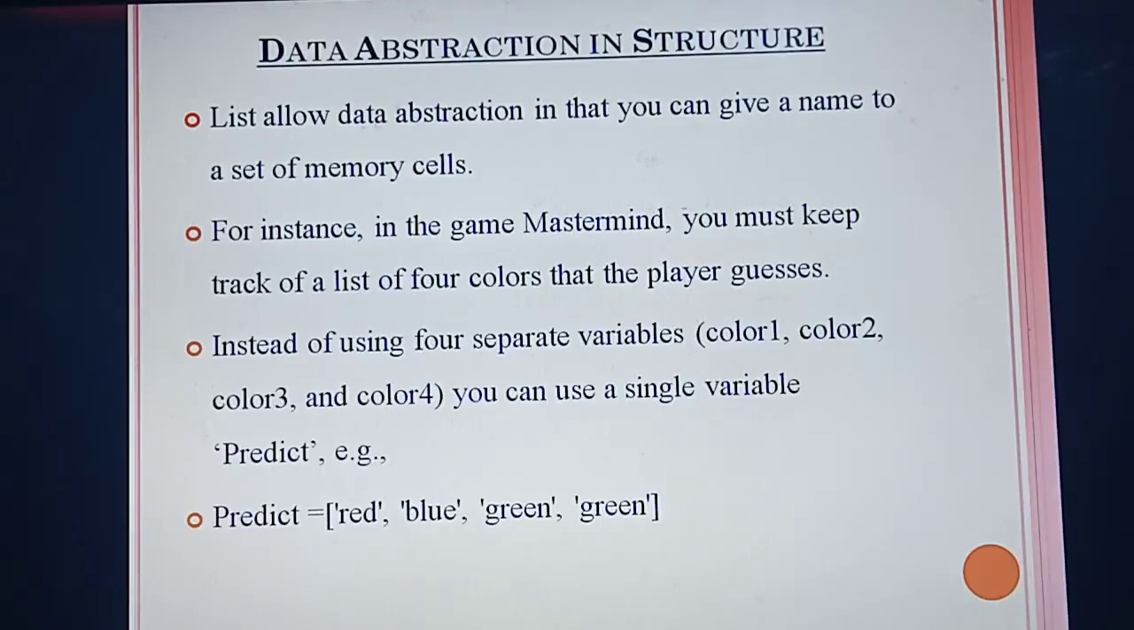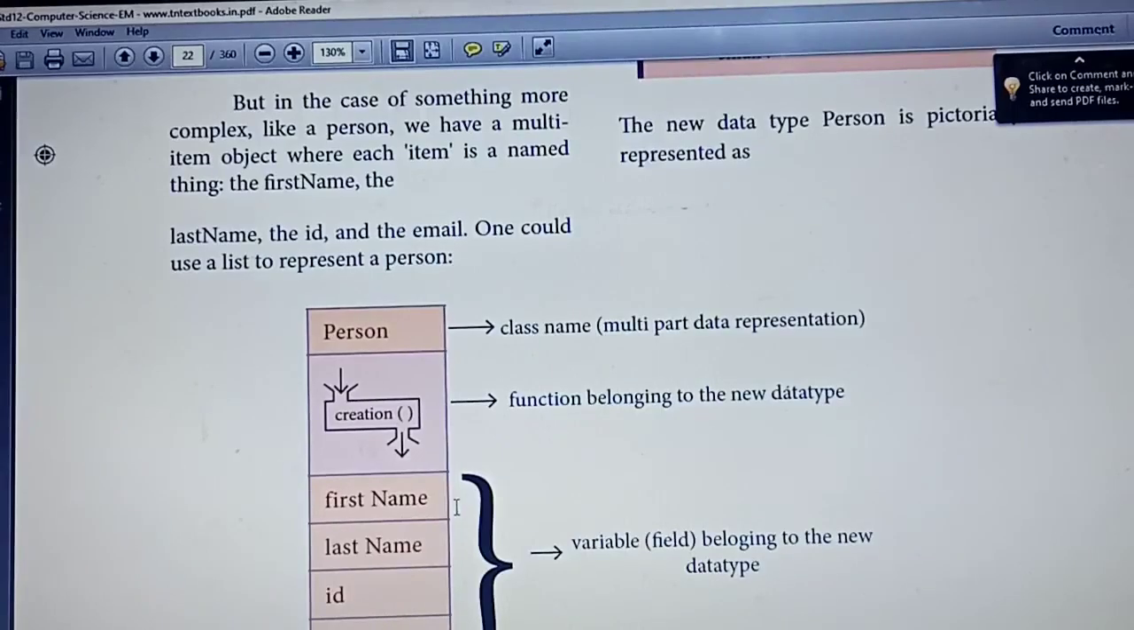Understood? So in this example, they are giving four different colors. Instead of giving four different colors in four different variables, you are giving them in one separate variable called what? Predict. Understood? So listen, for that kind of example, for different colors, you can give a common name. So in the textbook they are saying this, but some kinds of variables you cannot give a common name.